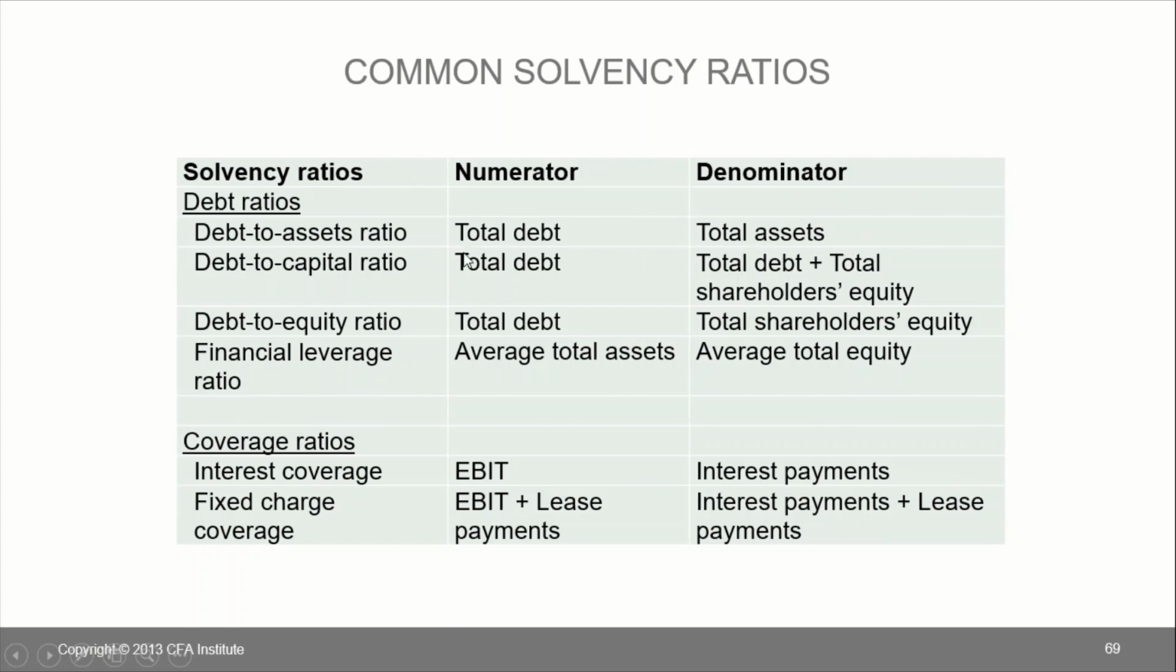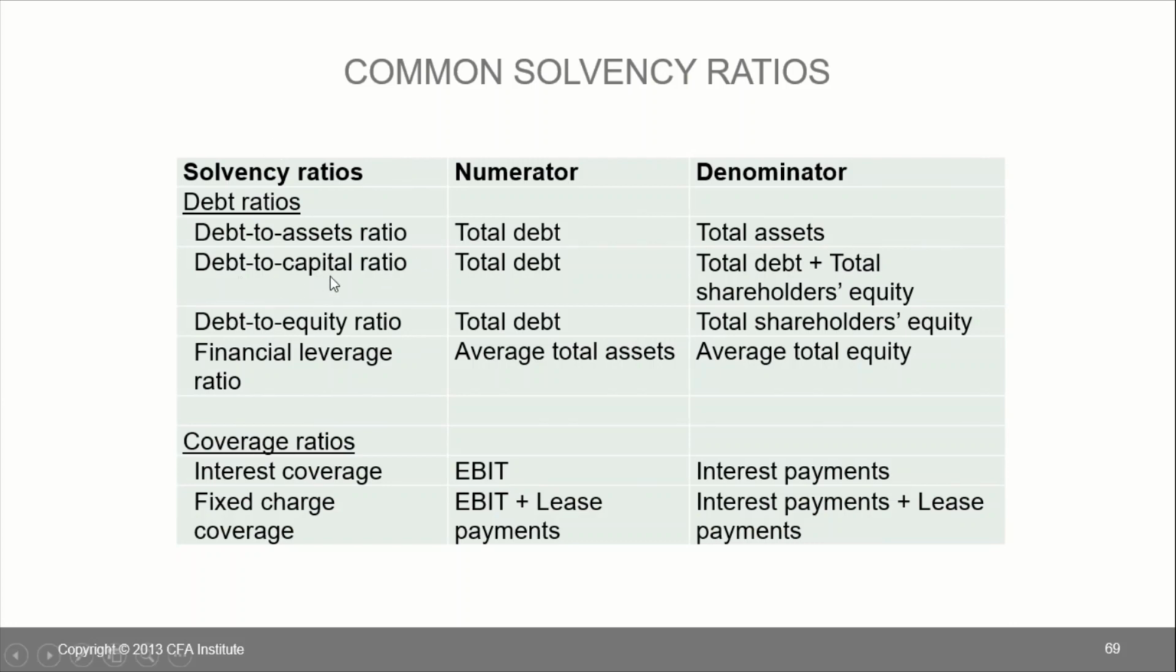ilang percent ng total assets mo ang nagfi-finance ay utang. Ngayon, kung ang total assets mo is 60% financed by debt, nako, medyo ano na yun, delikado. As much as possible, sana 50% lang, no, kalahati. So, pag lumagpas na yan ng 75%, nako, talagang delikado na yung debt to asset ratio ng firm.